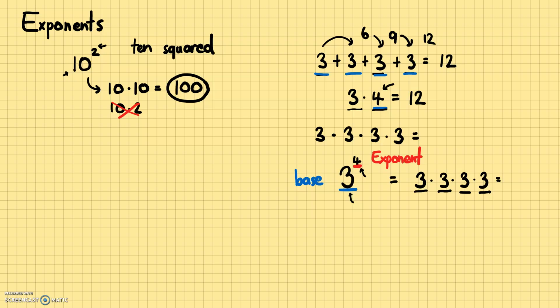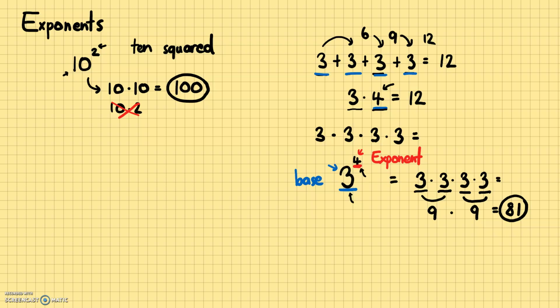And we can actually evaluate this. We can do that as 9. 3 times 3 is 9. This is also 9. 3 times 3 is 9. So 9 times 9 is 81. So the answer would be 81. Okay, so these are the parts of an exponential expression. So this little number right here is called the exponent. And the big number down here is called the base.